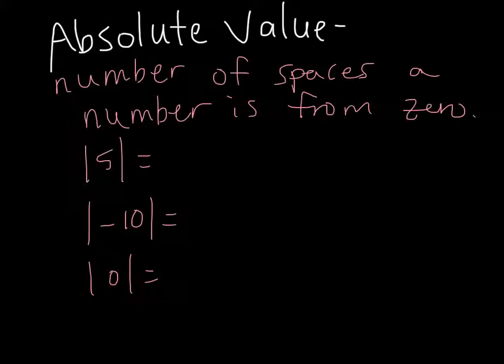So if I have the absolute value, it's shown by these two tall lines that look like ones around a number, like a cage. The absolute value of 5, well, 5 is 5 spaces away from 0. The absolute value of negative 10, the number of spaces away from 0 is 10 spaces. The absolute value of 0, well, it's no spaces from 0, so it's 0.